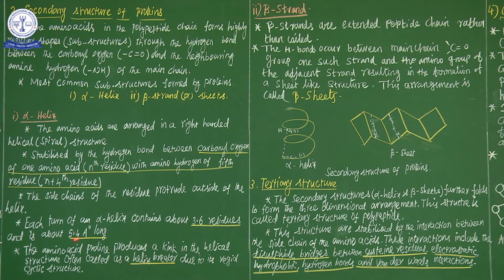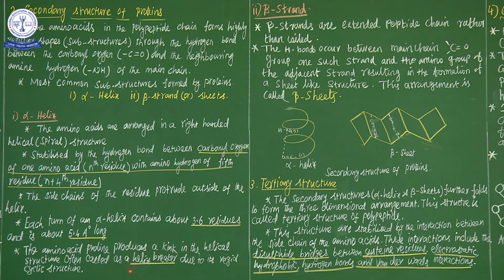So the amino acid proline produces a kink in the helical structure, often called a helix breaker, due to its rigid cyclic structure. The kink is tightly twisted, so it is often called a helix breaker. So proline does not exist in the alpha helical structure because it is tightly twisted. When the twist is tight, the spiral form will be broken. So proline is called a helix breaker.